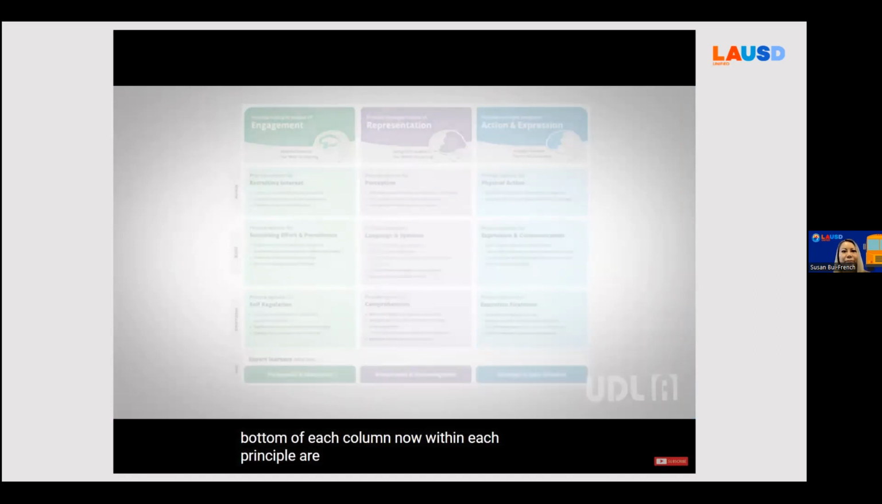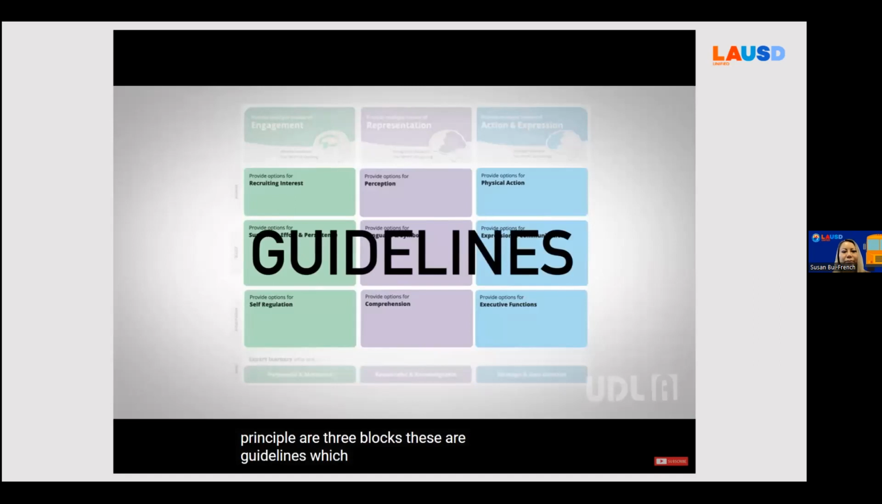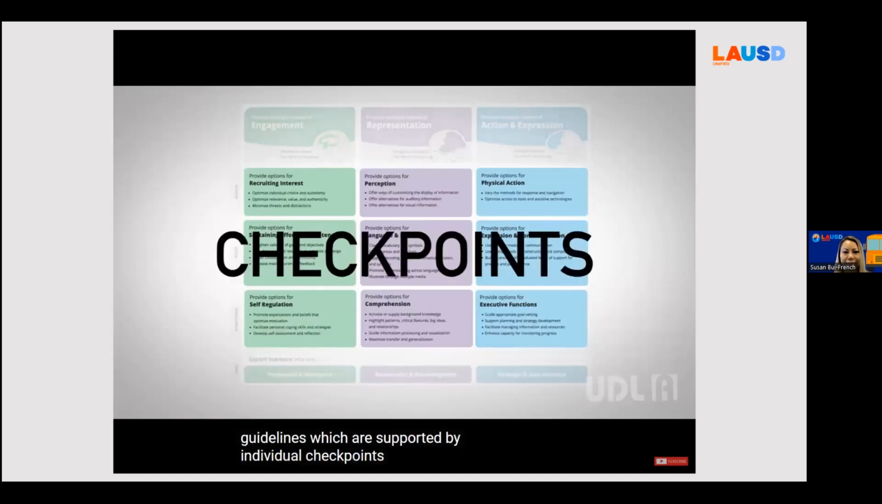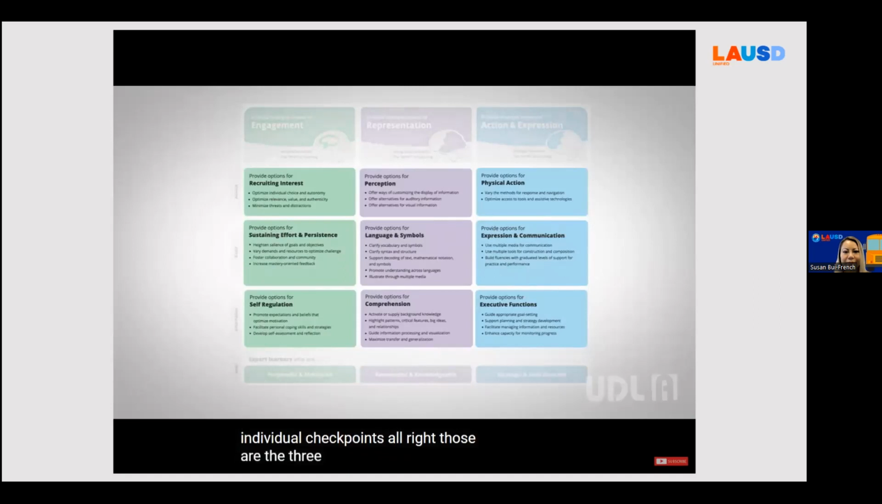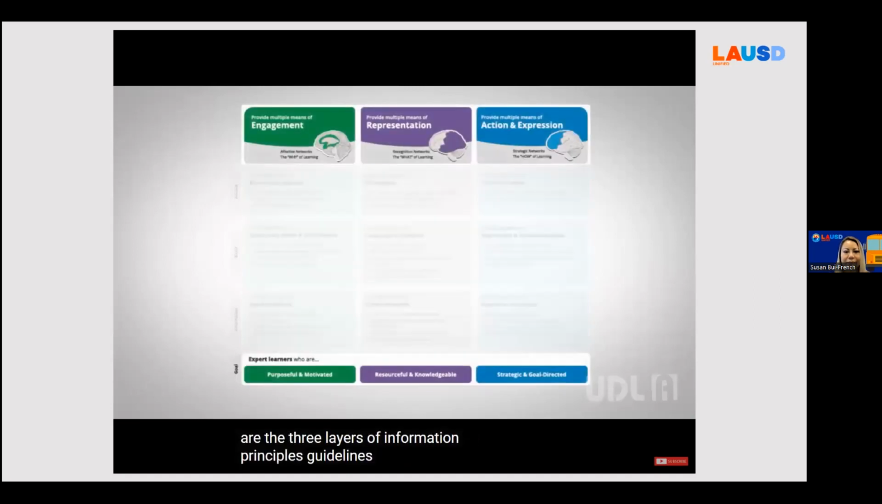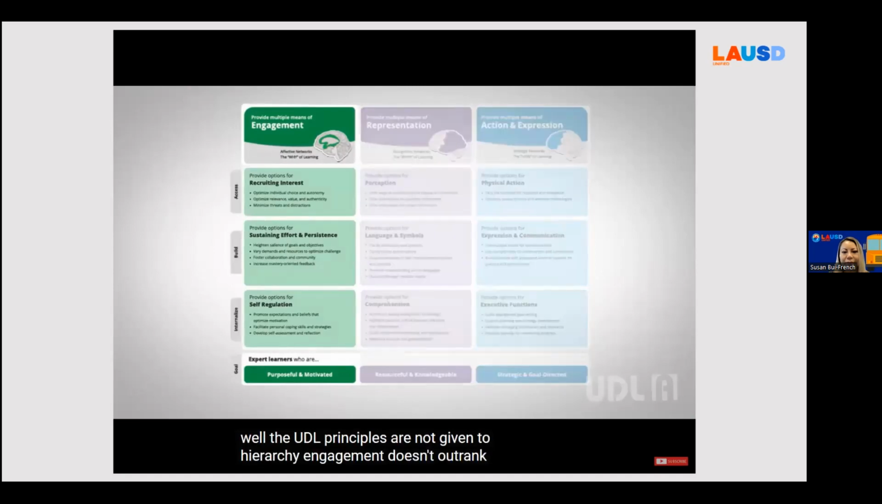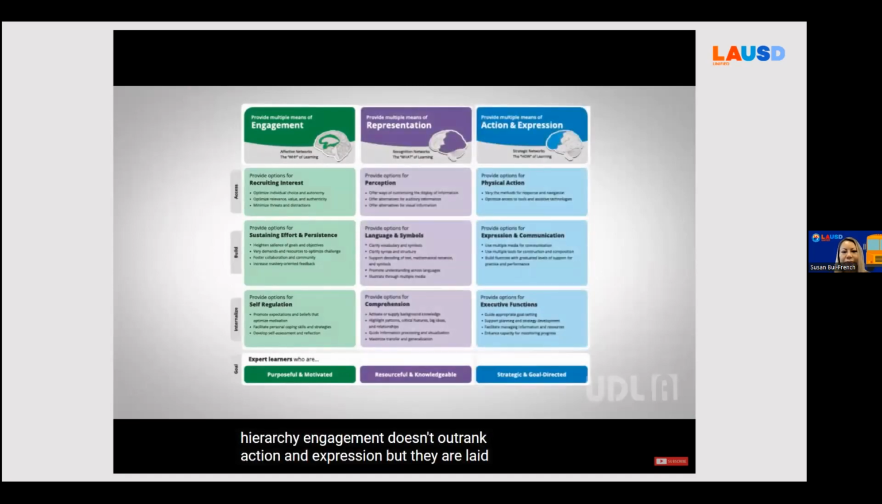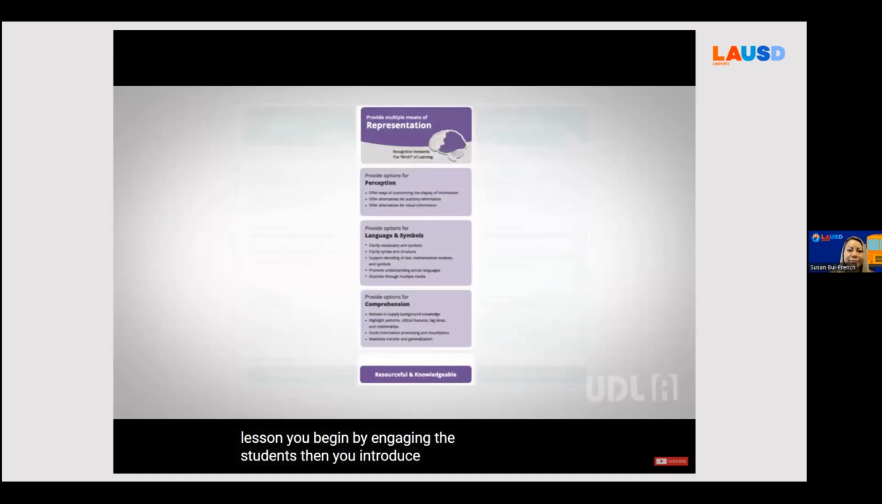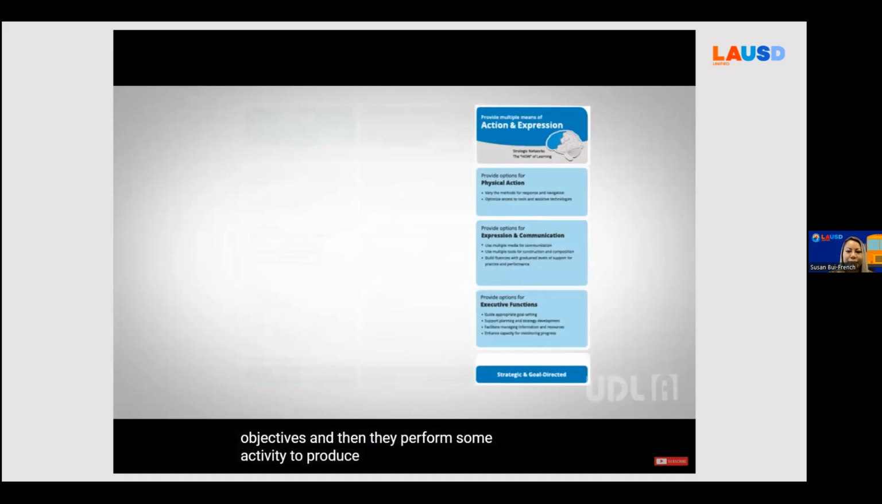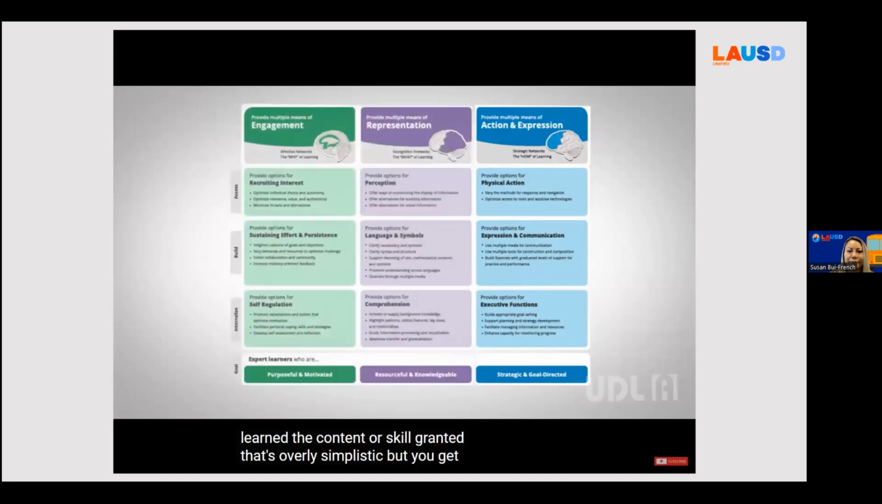Now, within each principle are 3 blocks. These are guidelines, which are supported by individual checkpoints. Alright, those are the 3 layers of information: principles, guidelines, and checkpoints. But where do you start? Well, the UDL principles are not given a hierarchy. Engagement doesn't outrank action and expression. But they are laid out in the progression of a typical lesson. You begin by engaging the students, then you introduce the content and skills required by your learning objectives, and then they perform some activity to produce evidence of having learned the content or skill. Granted, that's overly simplistic, but you get the point.